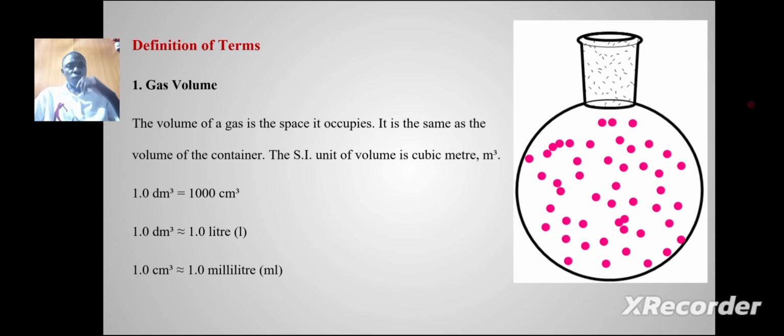Okay, let's move on and define certain terms that will help us understand gas laws appropriately. The first is the volume of a gas. When we say the volume of a gas, what do we mean? It basically is the space that the gas occupies. But I thought we said gas molecules do not occupy any space. How are we then talking about gas volume?